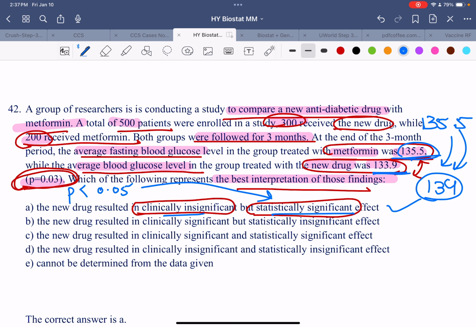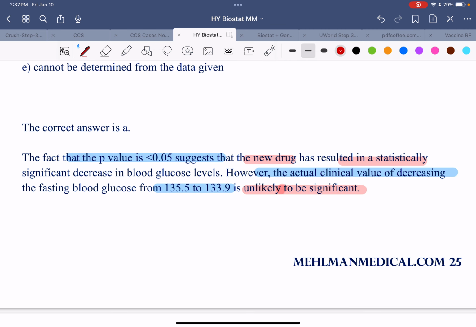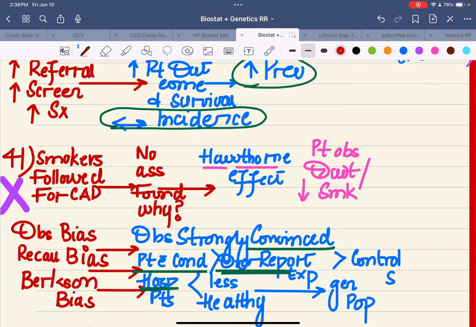So the correct answer over here is A. They are clinically insignificant. There is no significant difference clinically between 134 and 135.5. But speaking statistically, P is less than 0.05, so they are statistically significant. So here's a recap. Anytime the P value is less than 0.05, that basically means the new drug is having results which are statistically significant, right? But the actual clinical value of decreasing from 135.5 to 133.9 is not clinically significant, right? So it's unlikely to be significant.